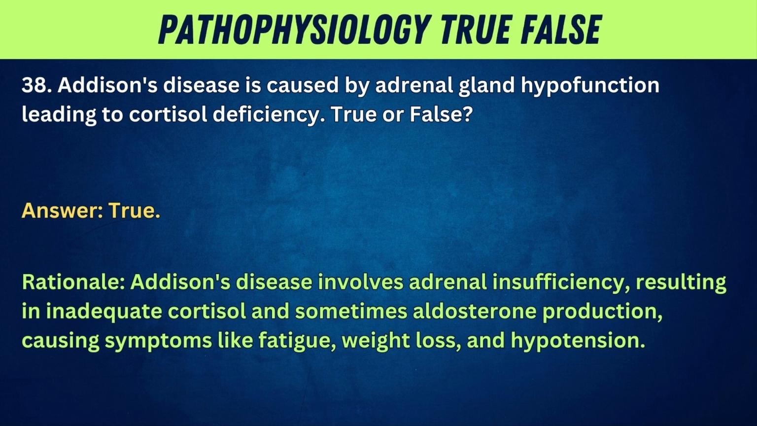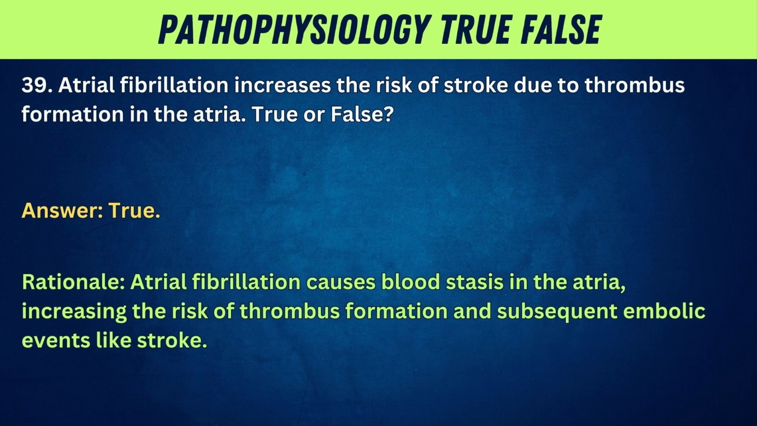38. Addison's disease is caused by adrenal gland hypofunction leading to cortisol deficiency. True or false? Answer: true. Rationale: Addison's disease involves adrenal insufficiency, resulting in inadequate cortisol and sometimes aldosterone production, causing symptoms like fatigue, weight loss, and hypotension. 39. Atrial fibrillation increases the risk of stroke due to thrombus formation in the atria.